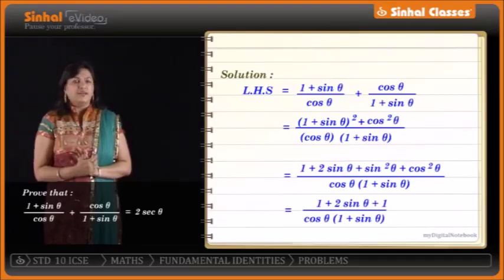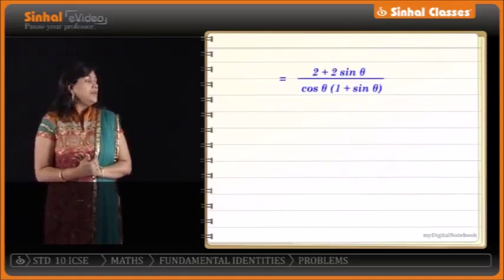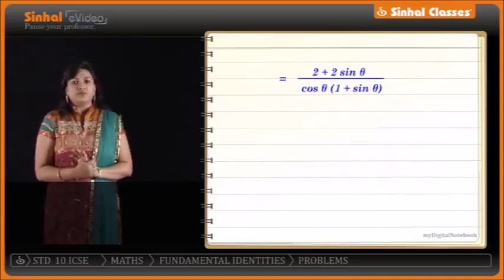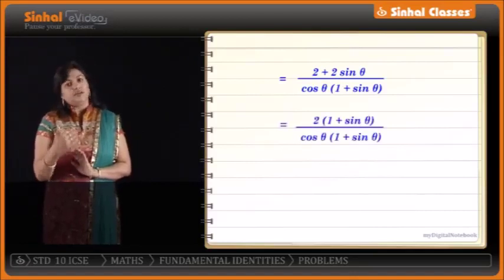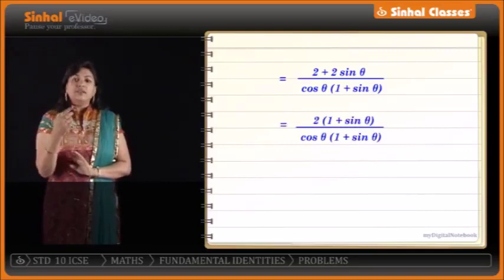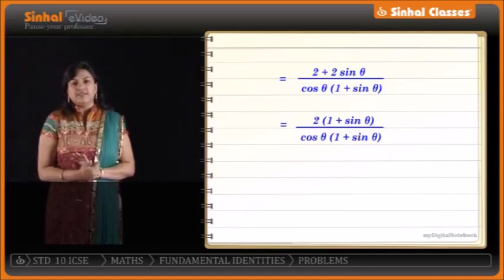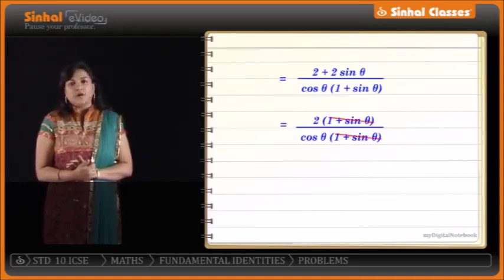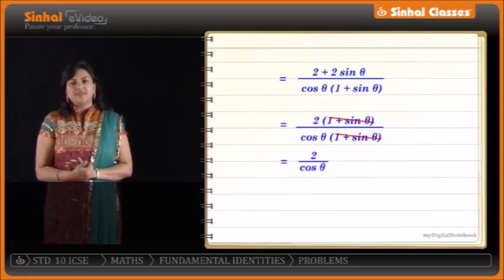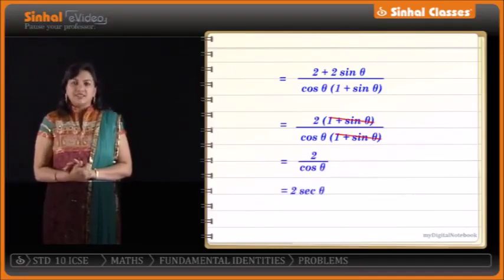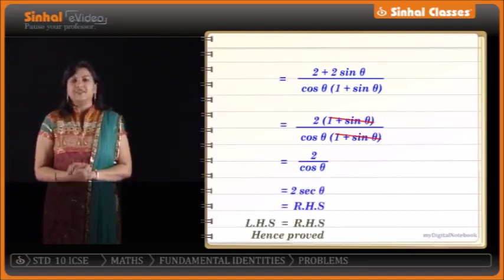Now add 1 and 1, we get 2 plus 2 sin theta upon denominator the same. Now from the numerator remove 2 outside, we have 2 into 1 plus sin theta upon denominator the same. Now in the numerator and denominator we have 1 plus sin theta which cancels. We are left with 2 upon cos theta. Now 2 upon cos theta gives us 2 sec theta, which is nothing but our RHS. So we have proved LHS and RHS equal.